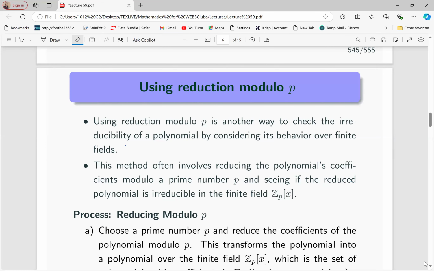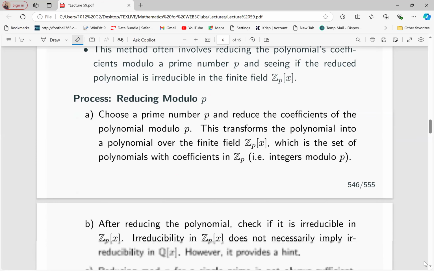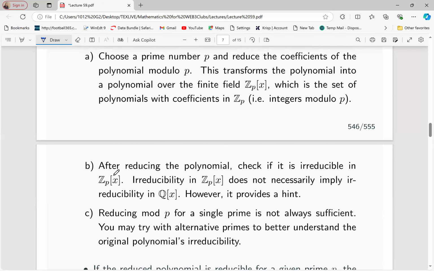Now, I've highlighted here the process of doing that. Step one, you choose a prime number, just as we've said. And then after that, reduce the coefficients of the polynomial. After reducing those coefficients, check whether it's irreducible.